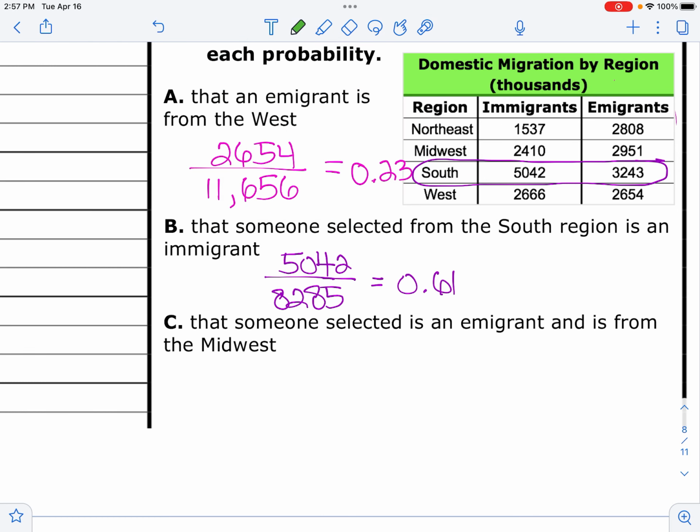Okay, now this one is a little tricky. It says that someone selected. So that someone selected is the whole chart. They're just saying, all right, what's the chance that someone selected from this survey is an immigrant and from the Midwest? So you're just saying the whole chart. Now I'm going to add up all this stuff. I did that ahead of time here because I knew that was going to take me a while.